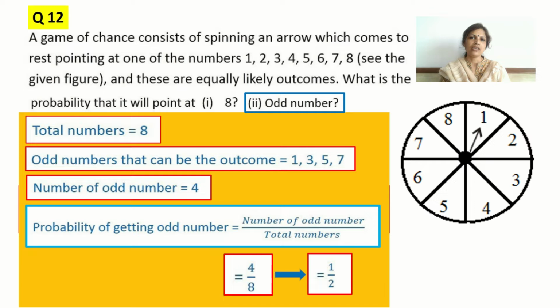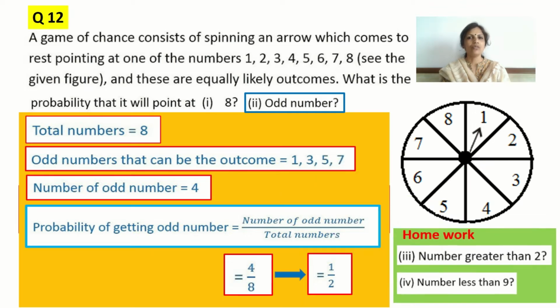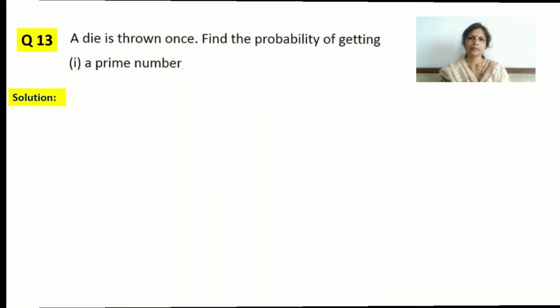Keep one thing in mind children, the answer for the probability you have to leave in fraction. There is no need for you to convert this into decimal point. Now there are two more parts of this sum, question number 3 and question number 4, but this is for your homework. You all will do it on your own because I am sure now this is very easy and you all will be able to do it nicely.